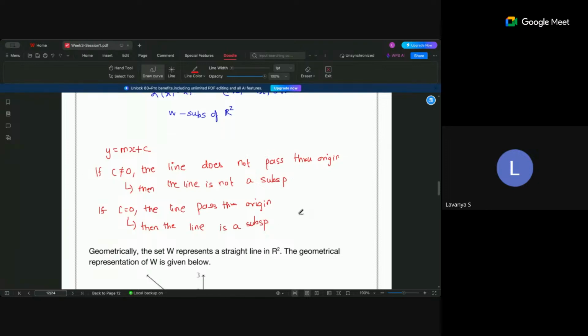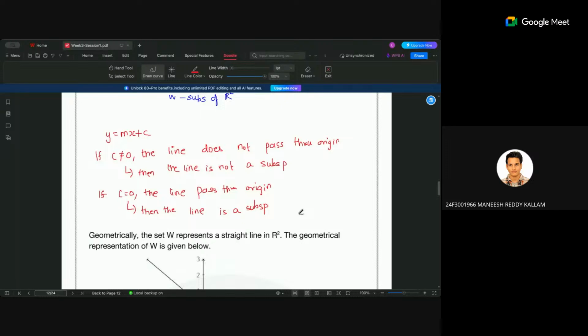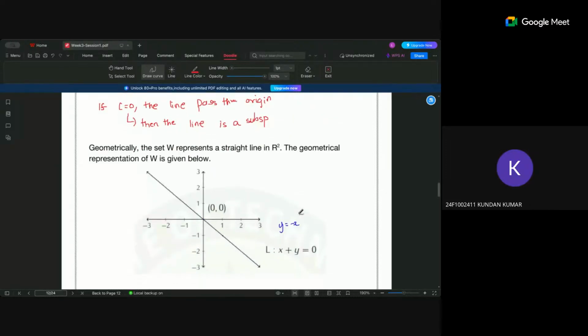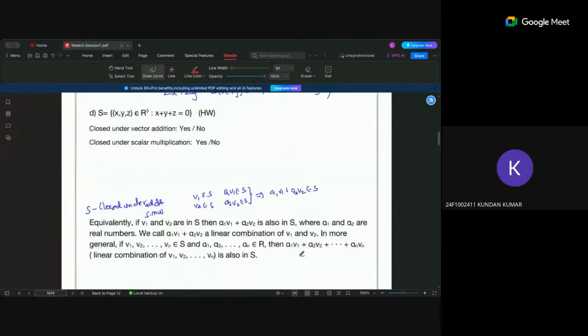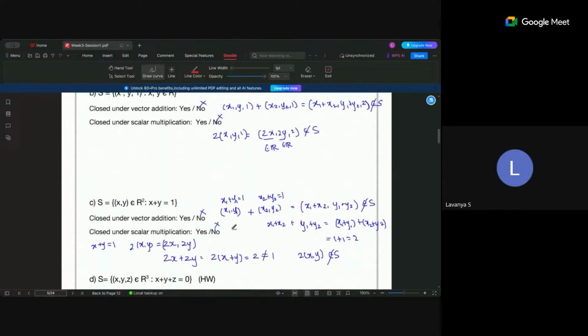Ma'am, could you once repeat this? Ma'am, every line should be a subspace of R square, I think. See, for example, if you recall, in the beginning we saw the set of all (x, y) such that x plus y is equal to 1. Do you remember? So we saw that it is not closed under addition and scalar multiplication.